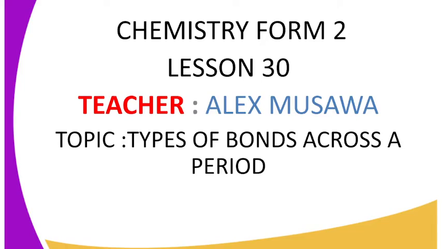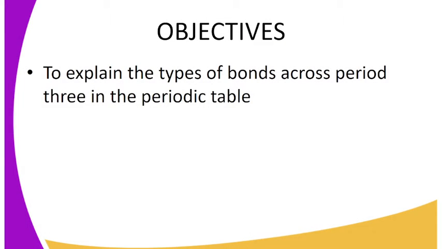I'm your tutor, Alex Musawa, and I'll be taking you through Chemistry Form 2, Lesson 30. Our topic is types of bonds across a period. The objectives of the lesson are to explain the types of bonds across a period. This time we're going to look at period 3, the trend.